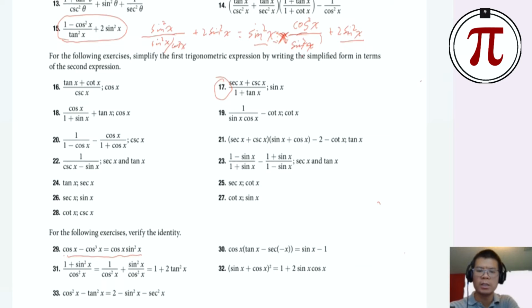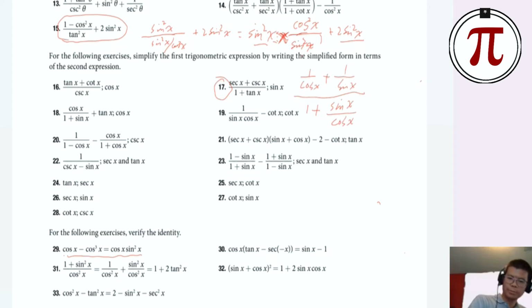All right, so secant is 1 over cosine x, and this is 1 over sine of x over 1 plus what? Sine x over cosine x. Does that make sense? Yeah, this will be true, right? Now let's multiply cosine on the top and the bottom, because here we have a cosine. We want it in terms of sine, so let's multiply cosine on top and bottom.